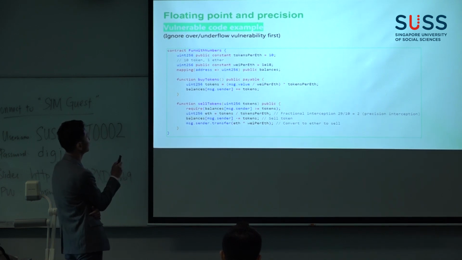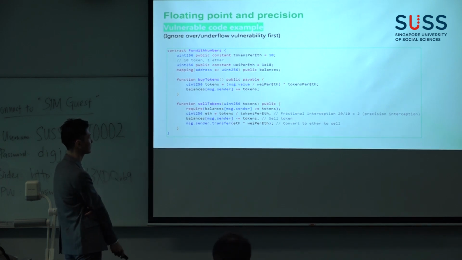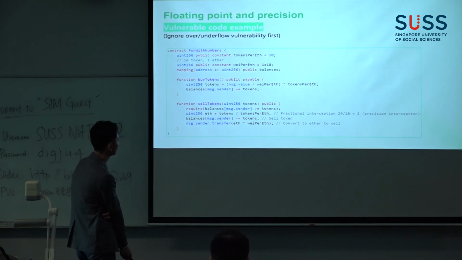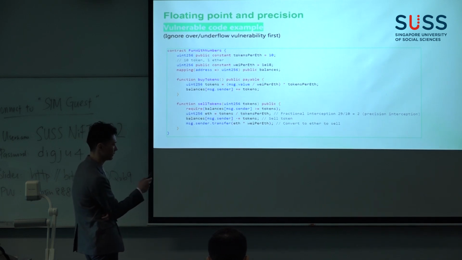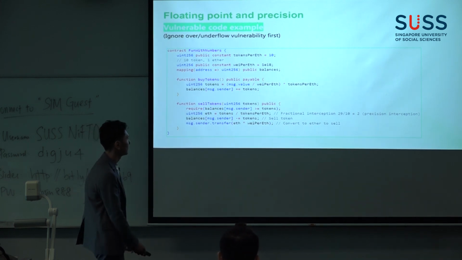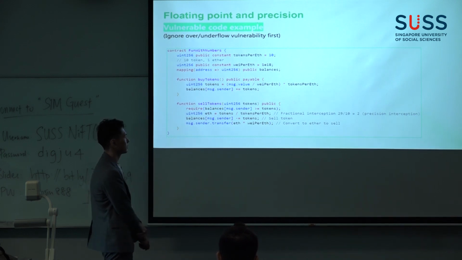Please have a look at this code and just ignore any overflow or underflow bugs, because it might be vulnerable if the compiler version is older. The code I want to talk about is the second line in function sellTokens. sellTokens accepts the parameter tokens, and transfers Ethereum to the seller. In the second line, the ether amount equals tokens divided by tokensPerETH.